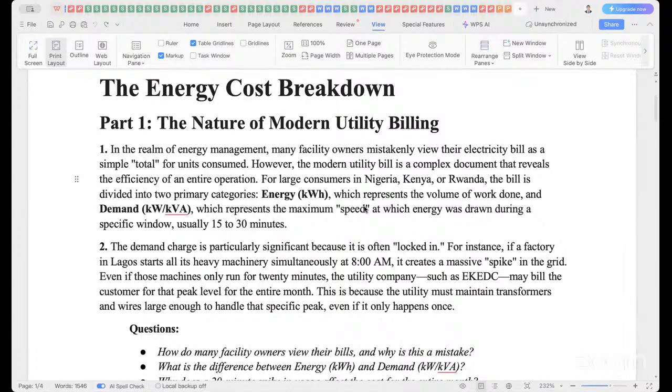The second question, where we want to answer more, is: what is the difference between kilowatt hour energy and demand? What is the difference between these two? When we say energy, when we say demand, what do they mean? We need answers. What is the difference between energy, kilowatt hour, and demand? We can also get the answers in the paragraphs.